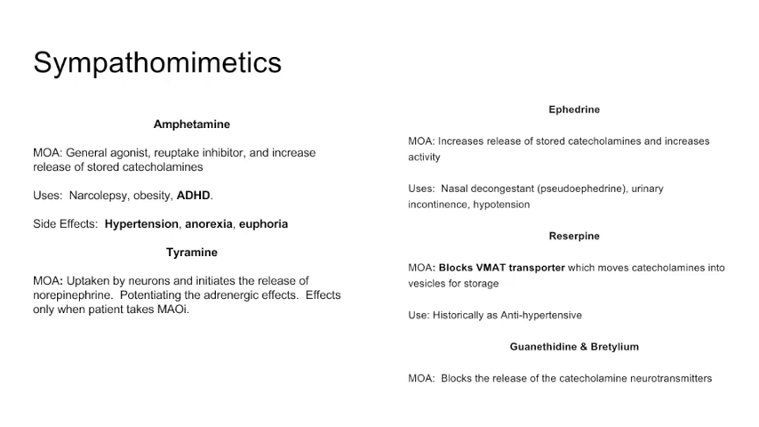So, these work in the nerve terminal. They act as a general agonist, they act as reuptake inhibitors, and they can actually increase the release of stored catecholamines. They can be used for narcolepsy, obesity, and ADHD. And they've been found to cause hypertension. Obviously, if we're increasing the amount of stored catecholamines, we're going to have more adrenergic tone, leading to hypertension. They can lead to anorexia, and they can lead to euphoria and some addictive effects.